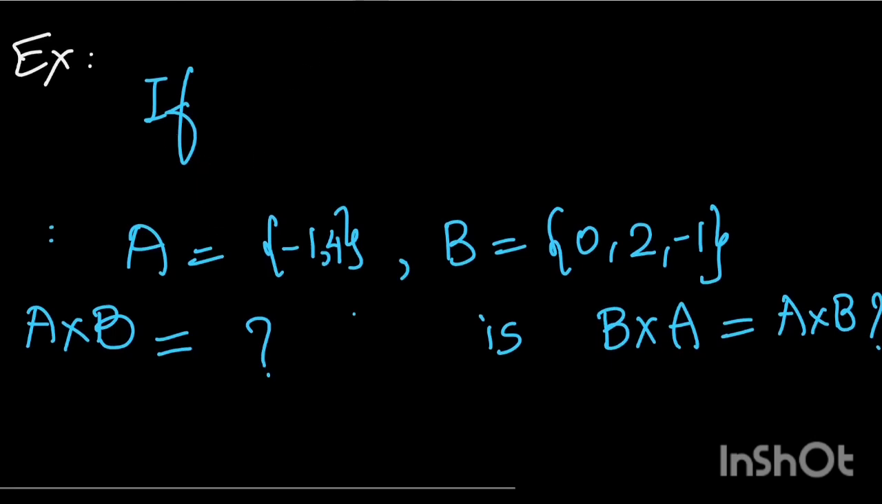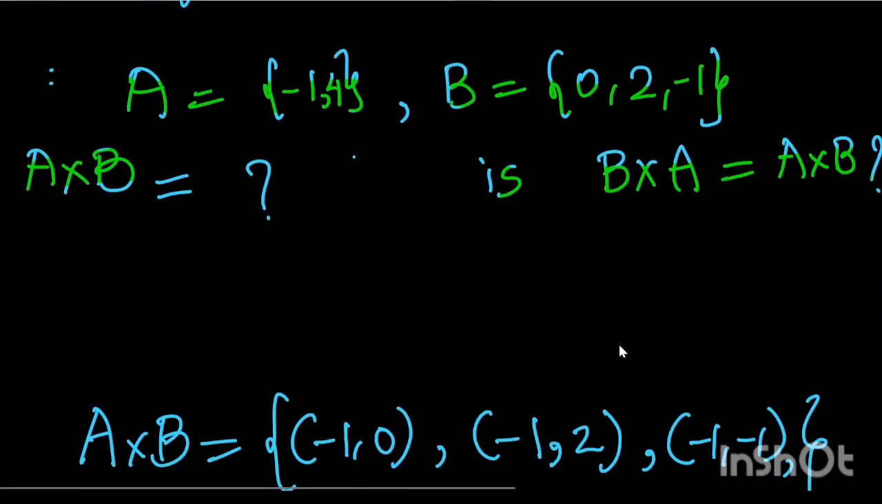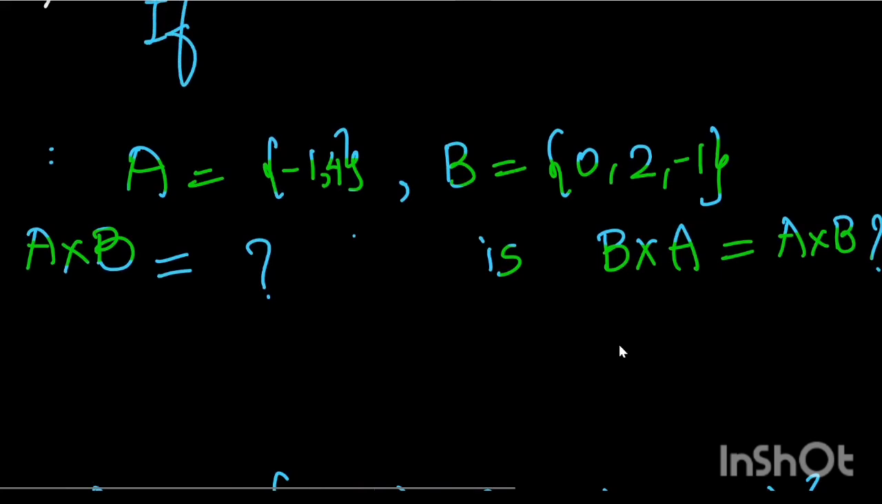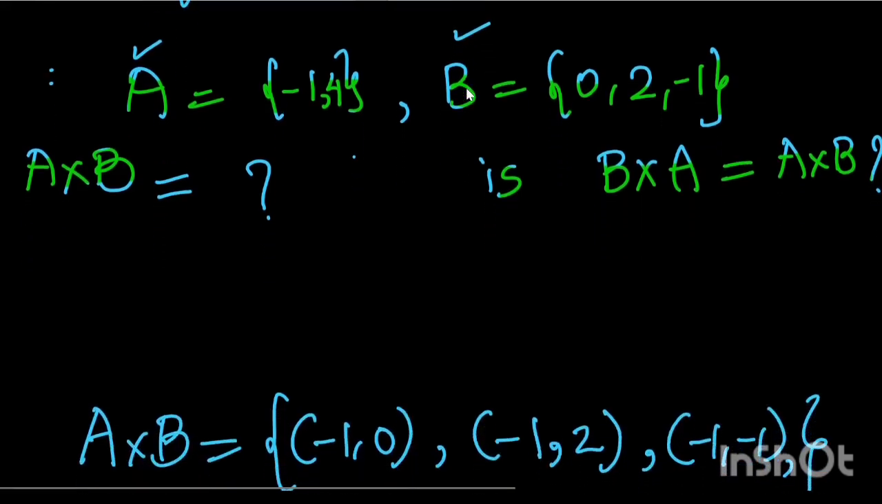Now let's take another example. If A is -1, 4 and B is 0, 2, -1, what is A cross B? In a similar way. And the second question is, are B cross A and A cross B the same? So for A cross B, we will take the first element belonging to set A, and then a comma, and then set B elements. Now A has two elements, so first we will write -1, an element of set A, and then there would be three pairs corresponding to the three elements of B, which are 0, 2 and -1.